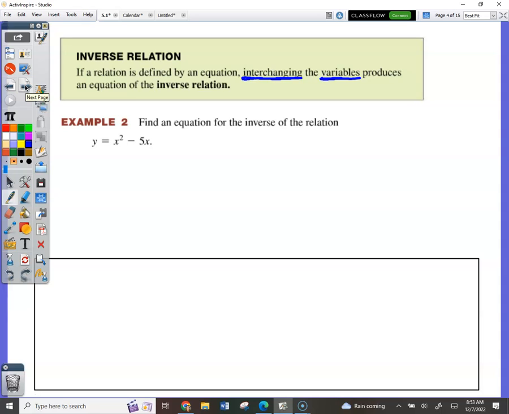So right here, it says find an equation for the inverse of the relation. There's a y, so it becomes x. There's an x, it becomes y. There's another x, so there's another y in there.